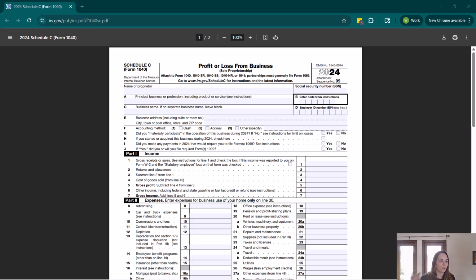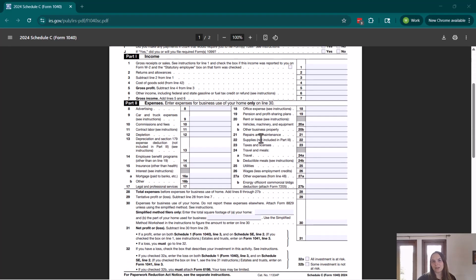So I like to start with Schedule C. Schedule C is our profit and loss from business. This is our sole proprietorship, and I think it does a really nice job of showing you some samples of expense categories, and it's a great place to start. So this is not the end-all be-all list of expenses. This is a great place to begin when it comes to putting your expense list together.